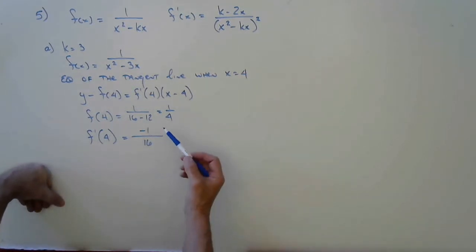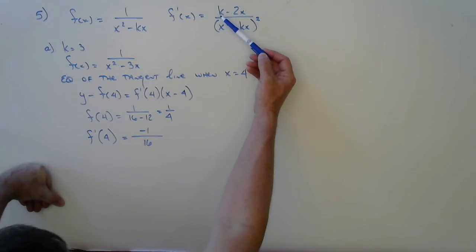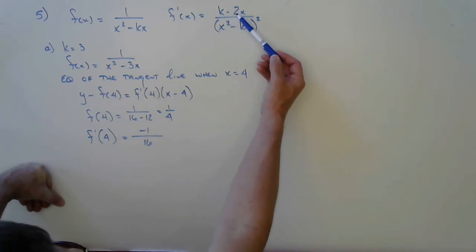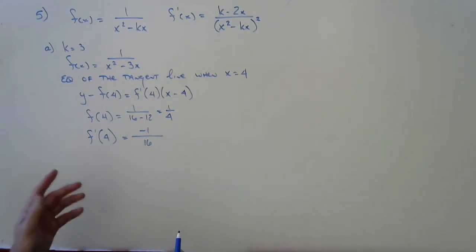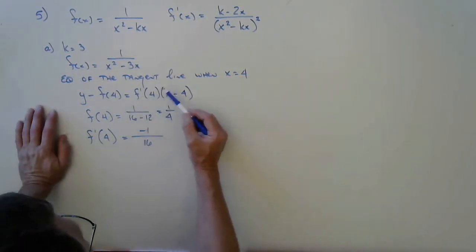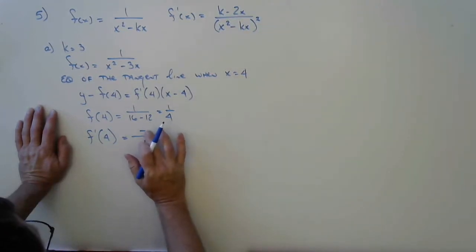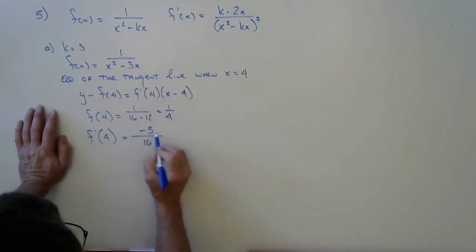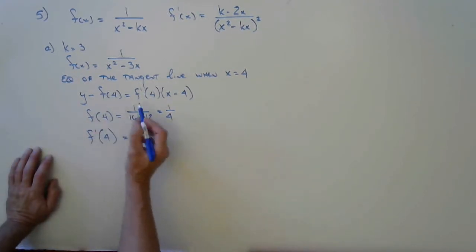Let's see. That's 3, oh wait, that's not right. 3 minus 2x is 3 minus 6, right? X is 4. Man, I just suddenly lost my brain. X is 4, so that's 3 minus 8. Wow, there we go. This is negative 5. My head was telling me I was doing something wrong. So there we go. Now we can just plug this in.